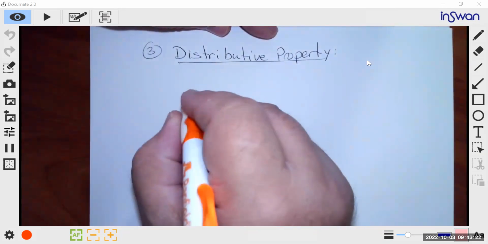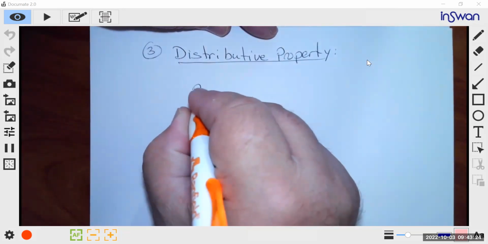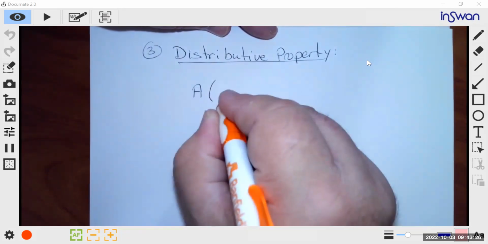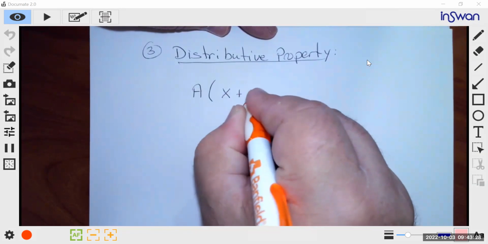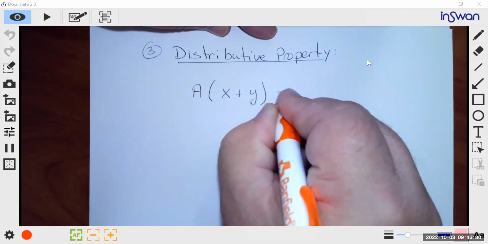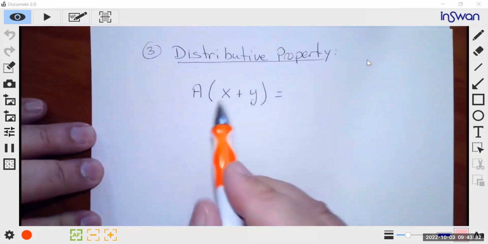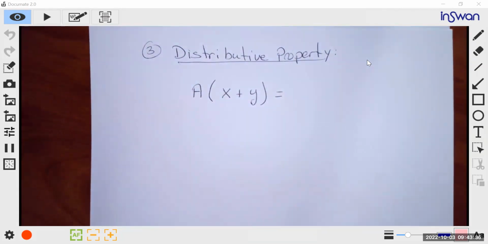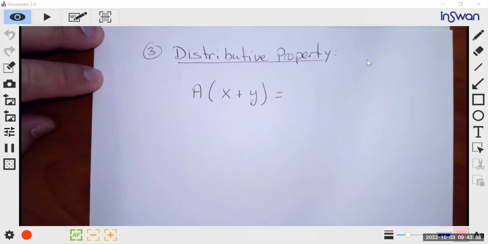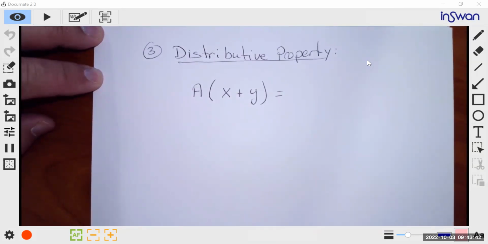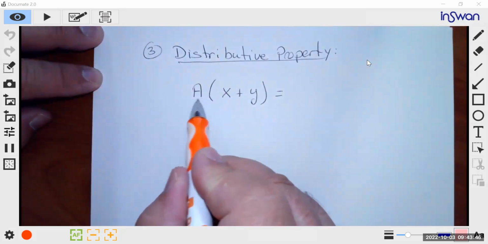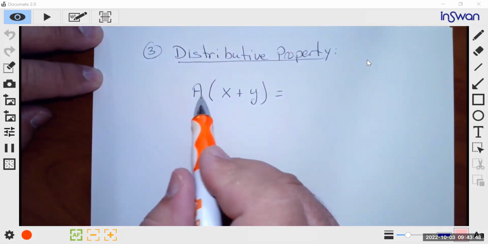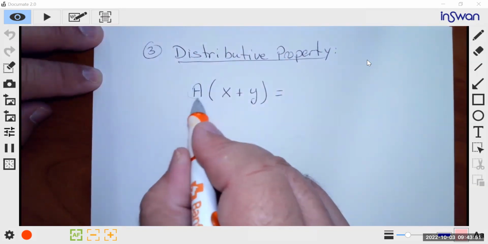Distributive property. So you see you have multiplication and you have addition and parentheses. So this rule combines everything. Anything in front of a parenthesis or in front of a variable is called a what? What is this number in front called?